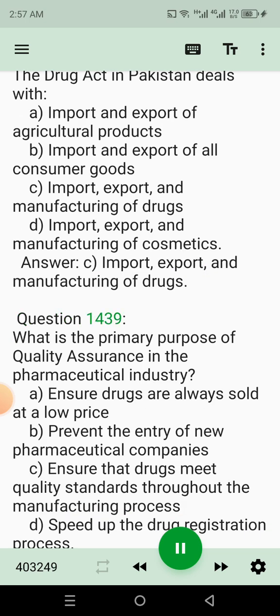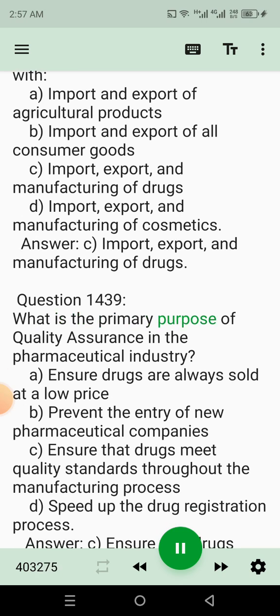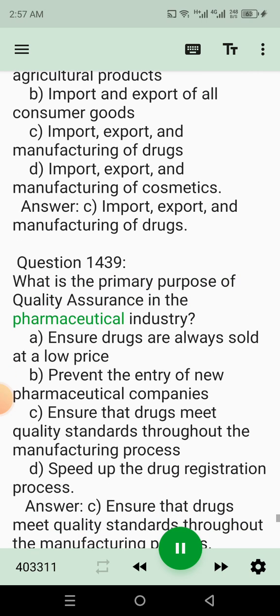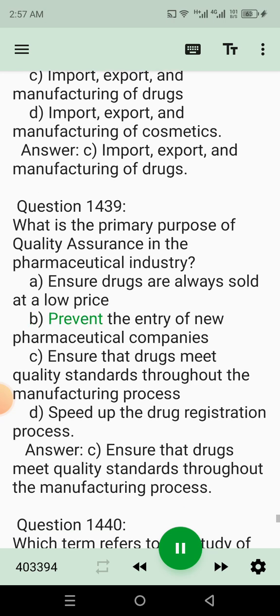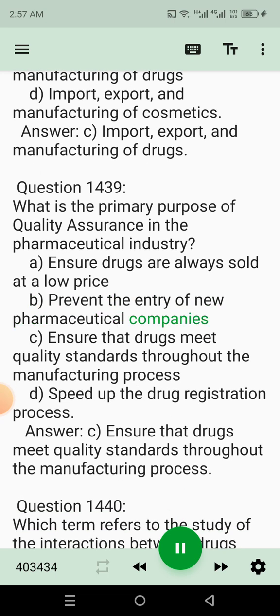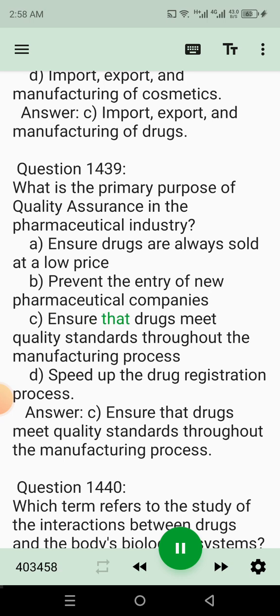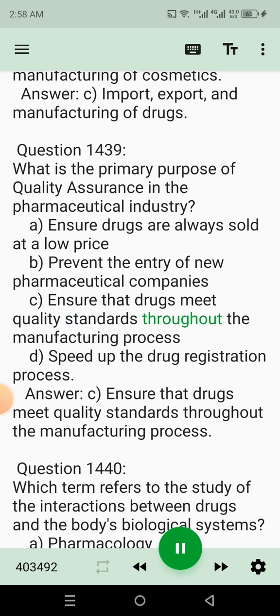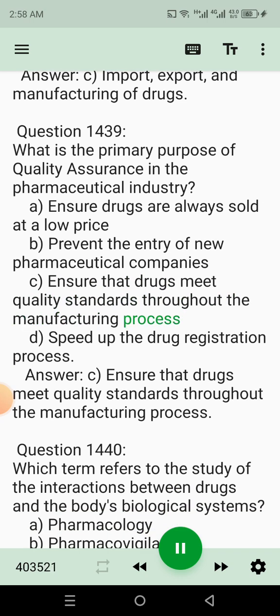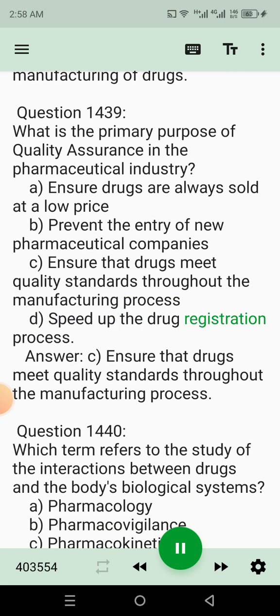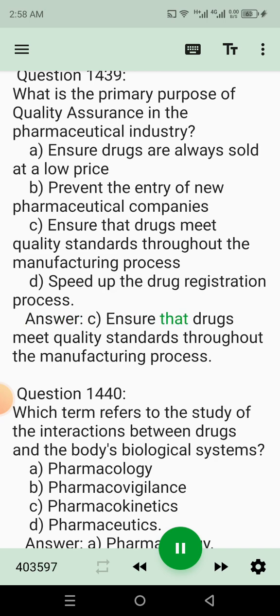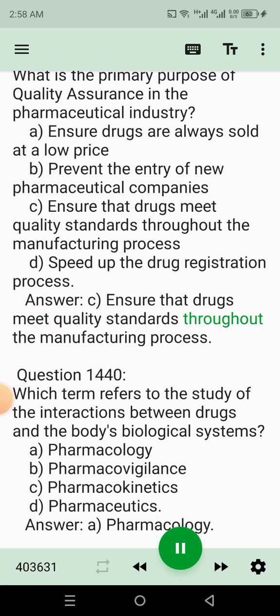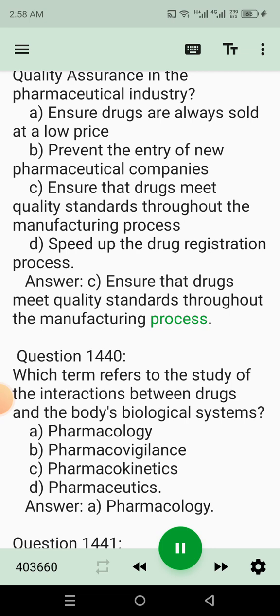Question 1439. What is the primary purpose of quality assurance in the pharmaceutical industry? A. Ensure drugs are always sold at a low price. B. Prevent the entry of new pharmaceutical companies. C. Ensure that drugs meet quality standards throughout the manufacturing process. D. Speed up the drug registration process. Answer. C. Ensure that drugs meet quality standards throughout the manufacturing process.